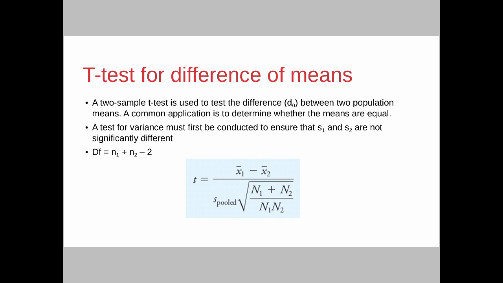Now, since it's very seldom that we have actual population data, most of the time we only have sample data. So there are many different flavors of t-test. We have the t-test for difference of means. This is just a simple two-sample t-test. You are just going to test if the two population means are different. This is one of the most common.